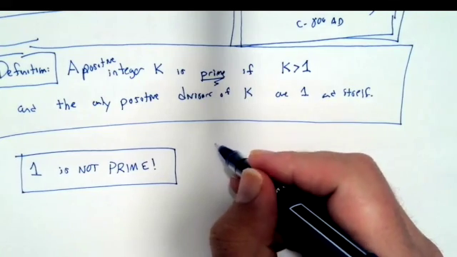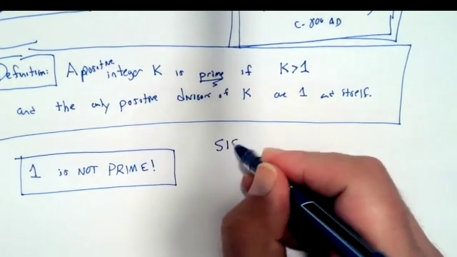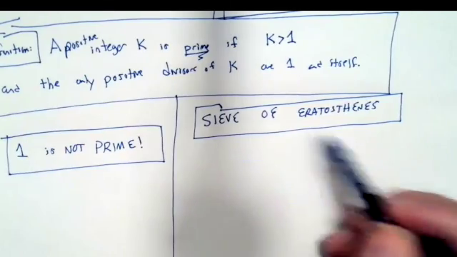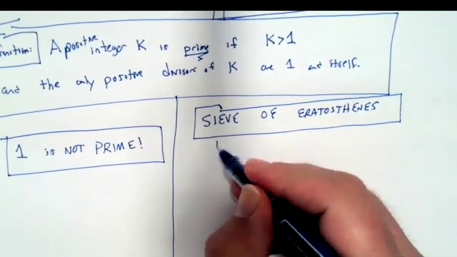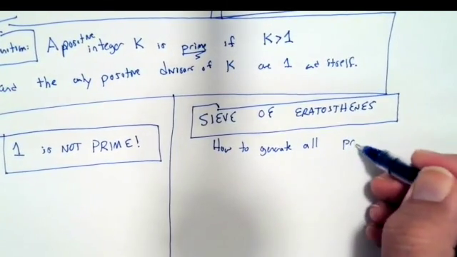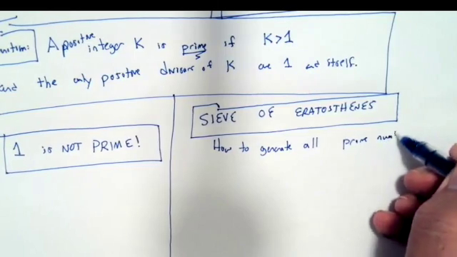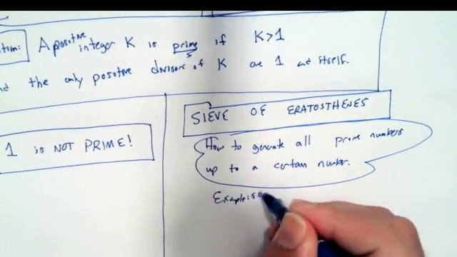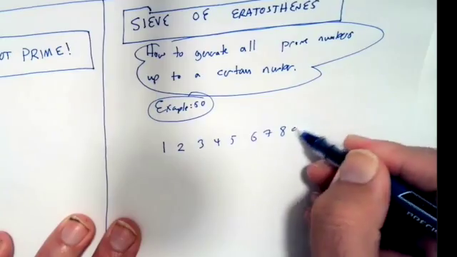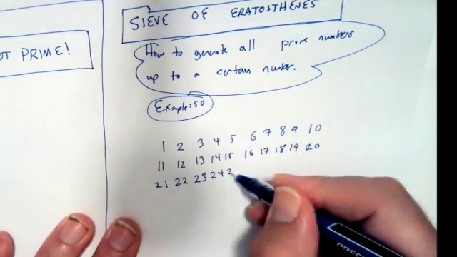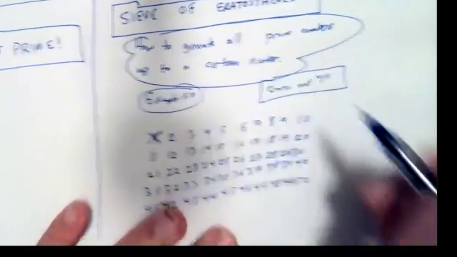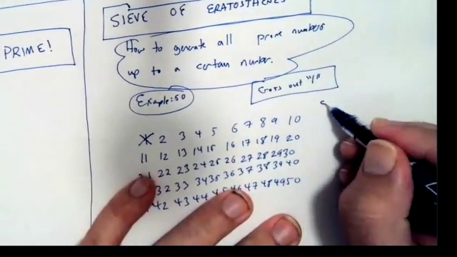What I want to show you is what's called the Sieve of Eratosthenes. Eratosthenes was a mathematician. He looked at how to generate all prime numbers up to a certain number. So let's say I want to generate all the numbers up to 50. I'm going to write out the numbers up to 50, cross out 1, and then circle the first uncrossed out number.